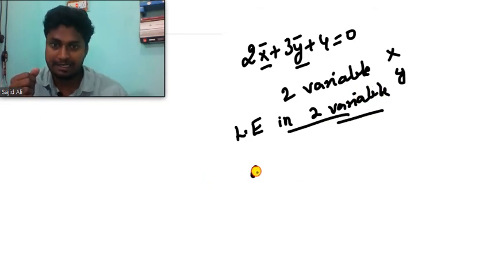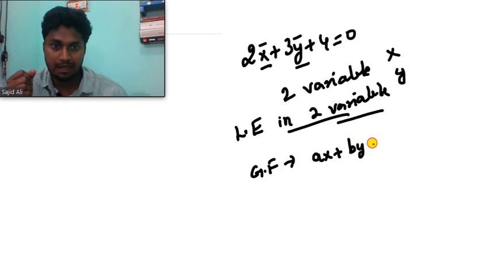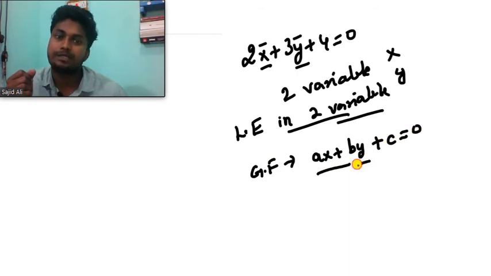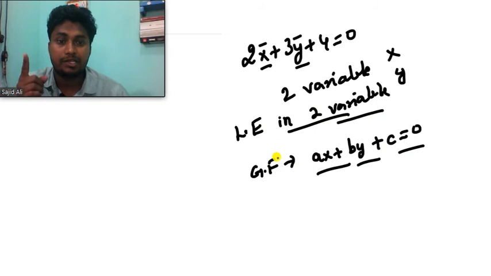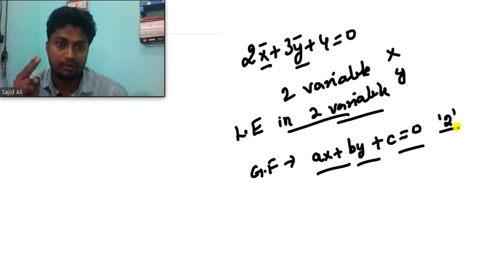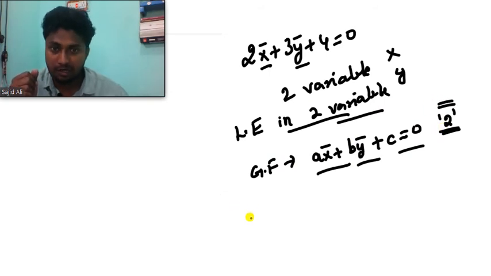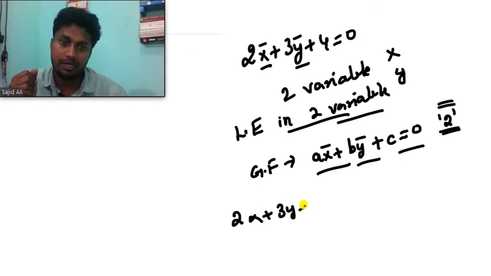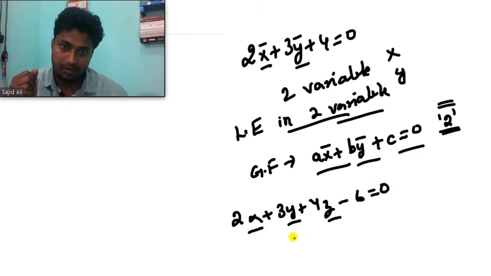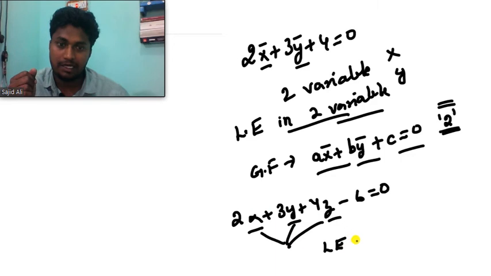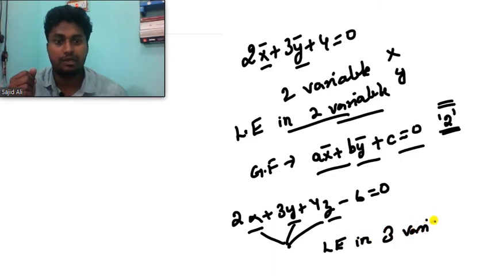For example, its general form is ax + by + c = 0. This is the general form of a linear equation in two variables. That is important, two variables, because we have x and y as our variables. Now if I add another variable, like 2x + 3y + 4z − 6 = 0, here we have three variables x, y and z. So we can call this a linear equation in three variables.